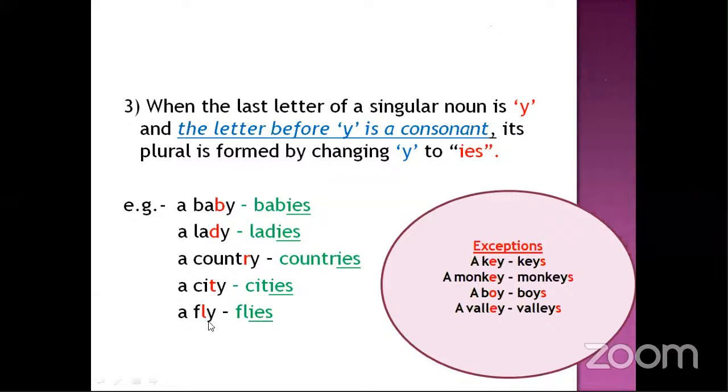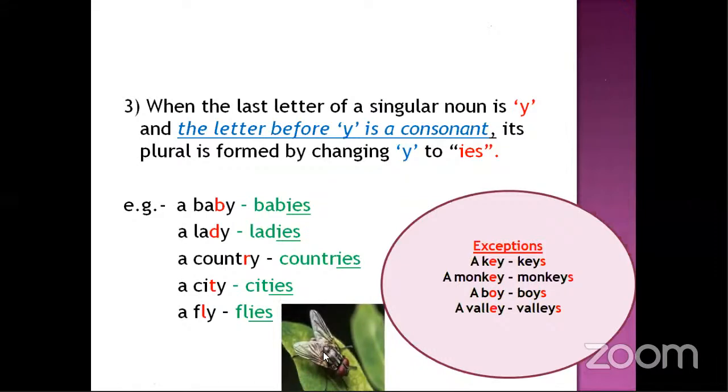What do you mean by fly? Yes, you can say the bird is flying in the sky. Yes, that is the verb. But here, the fly means the noun. Who is a fly? Yes, here, this is a fly. Yes, there is a fly in this picture. And also we can see many flies in our houses. Okay. Here also, there are some exceptions. Exceptions, that means some nouns that do not follow this rule.